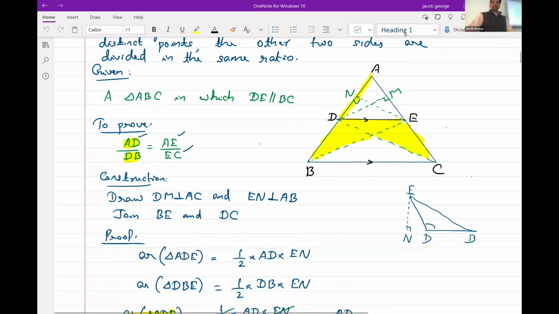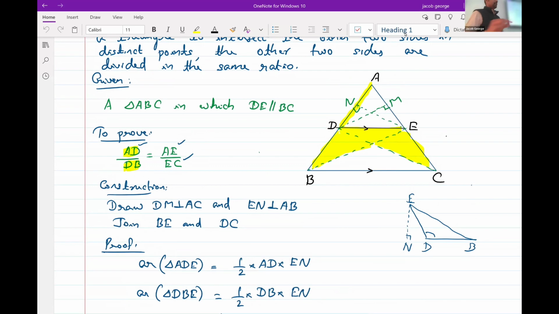Next is the same side. We have to take the second triangle. What is the second triangle? Look at this shaded triangle DBE. What is the second triangle?